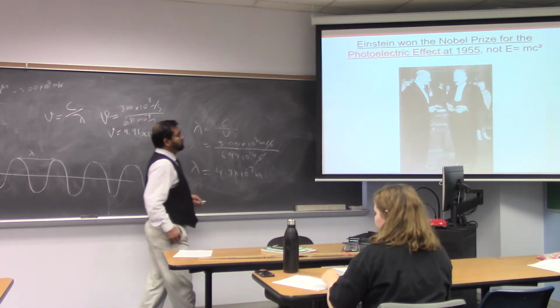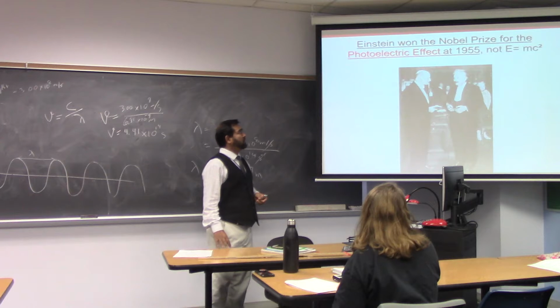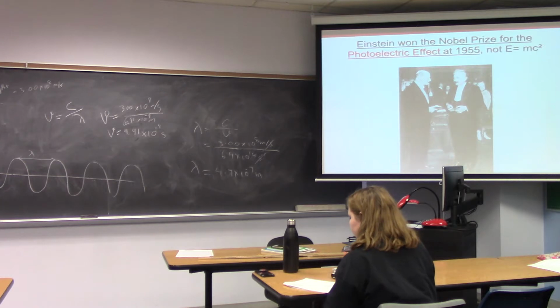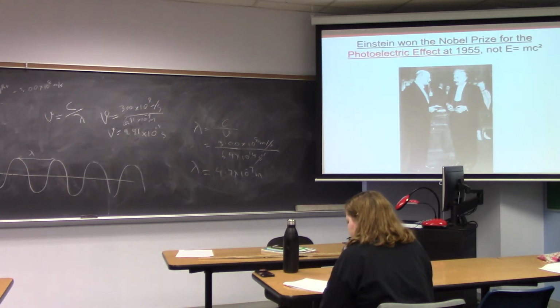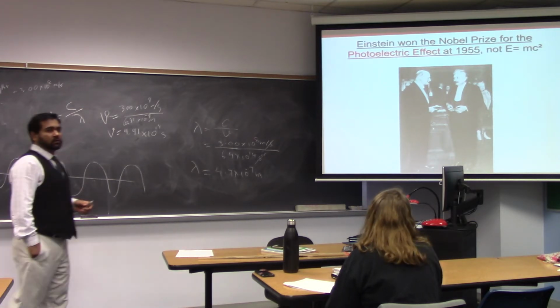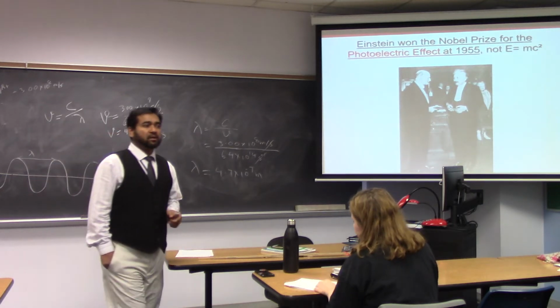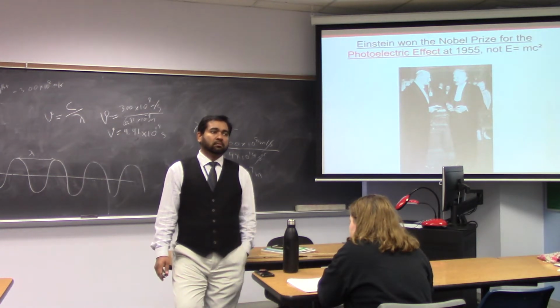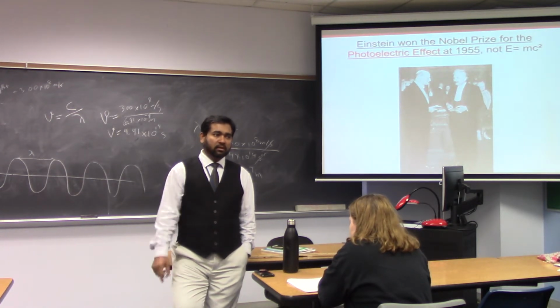Then we'll go to the new part of this chapter. This section is talking about the photoelectric effect. What is photoelectric effect? Emission of electrons from metal surfaces. Exactly. This is emission of electron from a metal surface by what?